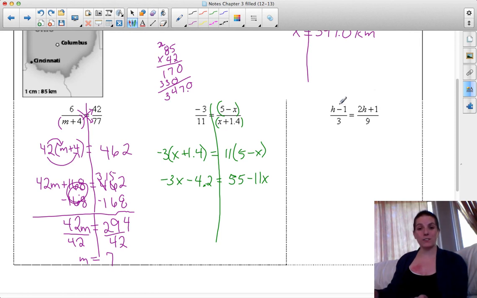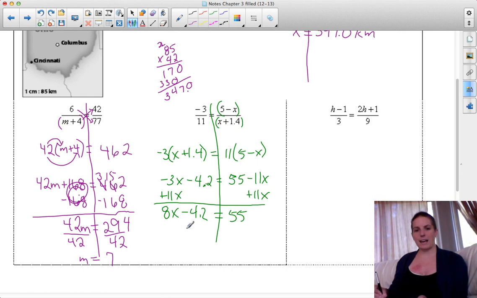Well, I hope I was wrong and I hope you were able to get further than this. But just in case, I did my cross multiplications, my cross product because there's an equal in the middle, and then I did my distributions, and now I'm ready to combine like terms. My 11x and my 3x need to get together first, so I need to add 11x on the right and on the left so that I end up with 8x minus 4.2 is equal to 55. I'm going to go ahead and add my 4.2 to both sides. And I end up with 8x equals 59.2.